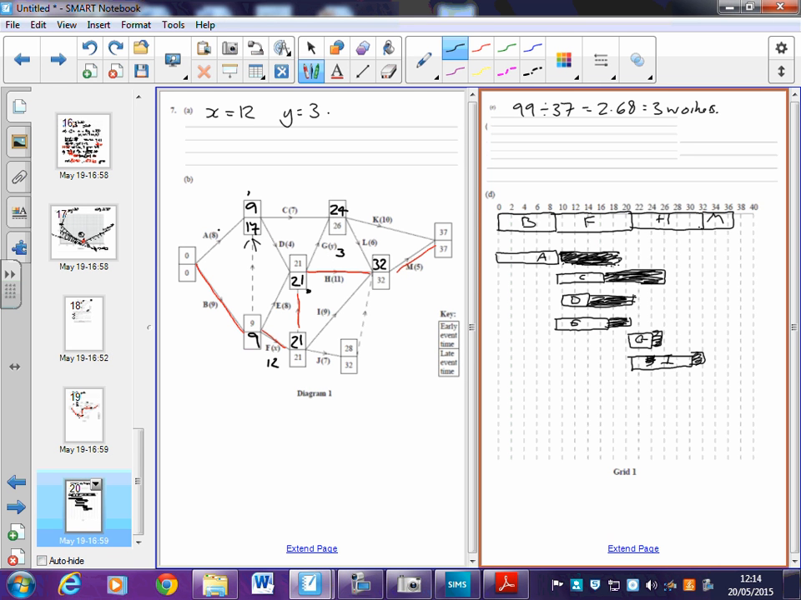J is at the bottom there. So 21 it needs to start and it lasts for 7: 1, 2, 3, 4, 5, 6, 7. That is J. It doesn't need to be finished until, I can't even read that on the board, 32. So again, it gets dots going up to 32.